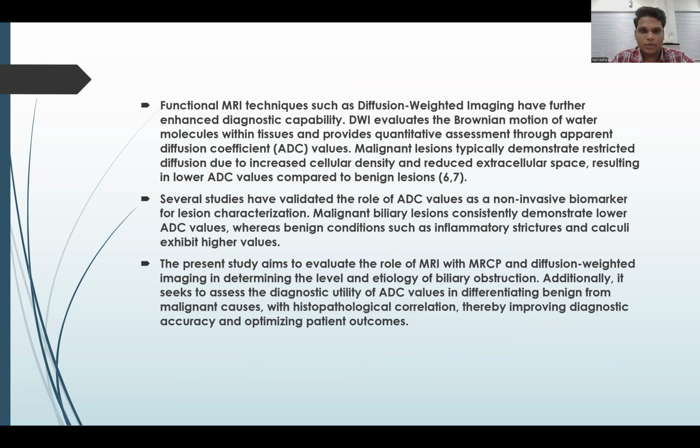DWI evaluates Brownian motion of the water molecules within the tissue and provides quantitative assessment through ADC values. Malignant lesions typically demonstrate restricted diffusion due to increased cellular density and reduced extracellular space, resulting in lower ADC values compared to benign lesions. Several studies have validated the role of ADC as a non-invasive biomarker for lesion characterization. Malignant biliary lesions consistently demonstrate lower ADC values, whereas benign conditions exhibit higher ADC values.